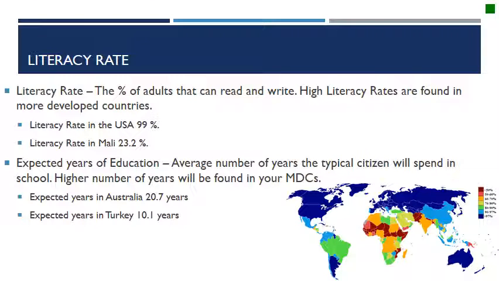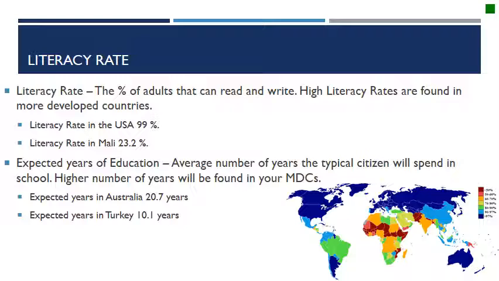Another human development indicator is literacy rate. So as you can see, the literacy rate in the United States is 99% versus Mali at 23%. Now, earlier we talked about life expectancy. Again, there was a 20-year difference between the United States and a country in Africa. How could literacy rate also contribute to the rise in life expectancy?